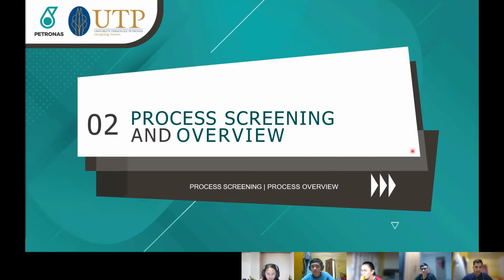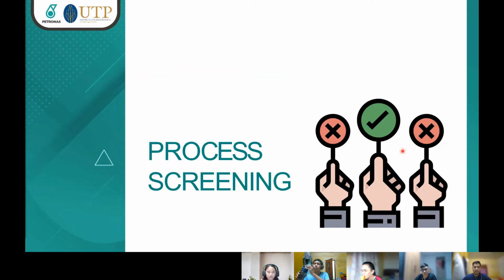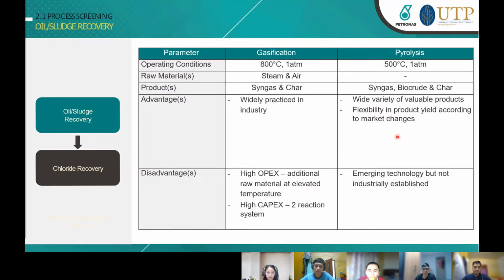Thank you, Fazli. Now I will continue the presentation with the process screening and overview part. The screening is split into 2 sections, namely oily sludge recovery and chloride recovery. The processes are evaluated here for each of these sections. This table summarizes the pros and cons of oily sludge recovery processes.